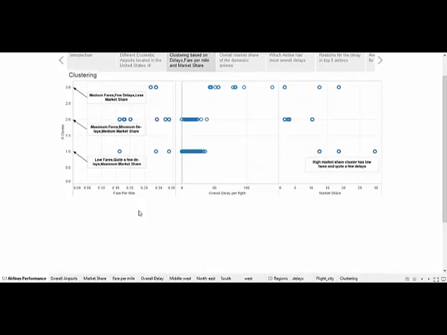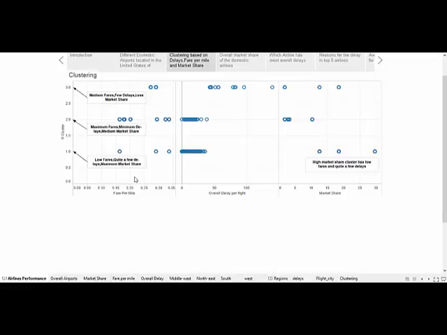We also performed clustering using R and integrated that information in Tableau based on three major parameters, which are the fare per mile, the market share, as well as the overall delay per flight. And this information was used to identify the type of flights. The three clusters formed were cluster 1, 2, and 3.